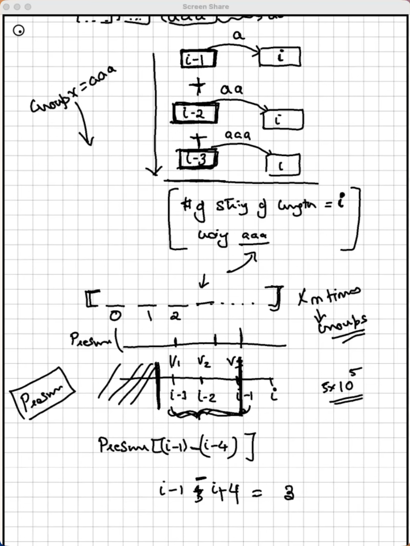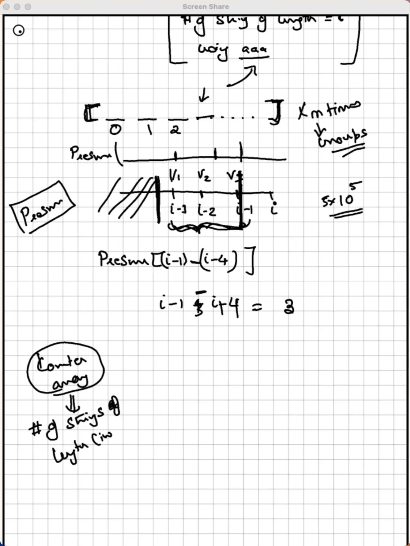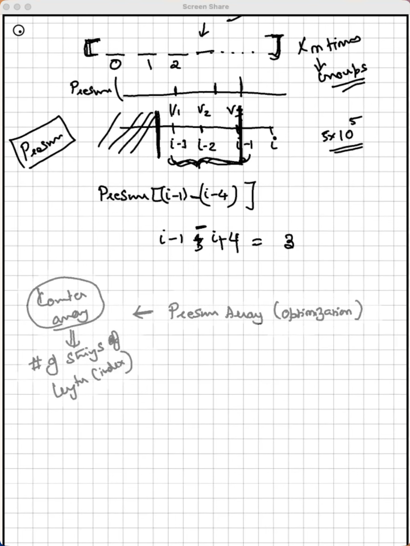So what we are going to do is we're going to start with a base, let's call this a counter array, which just gives me the number of strings of length at that particular index. That's all this gives me. And then this is what I get. And to build this, I use a pre-sum array, which is an optimization. All right. So now let us talk a little bit more about how this execution will happen.